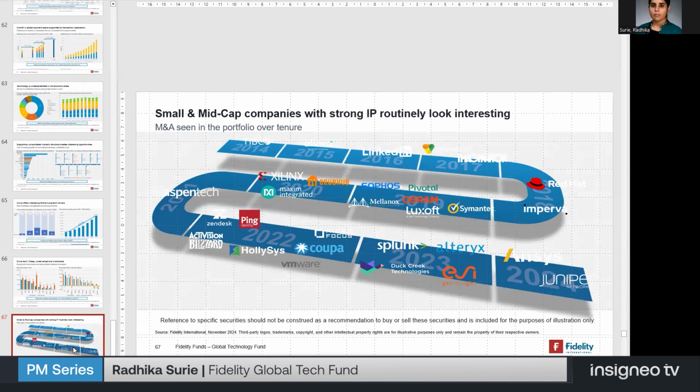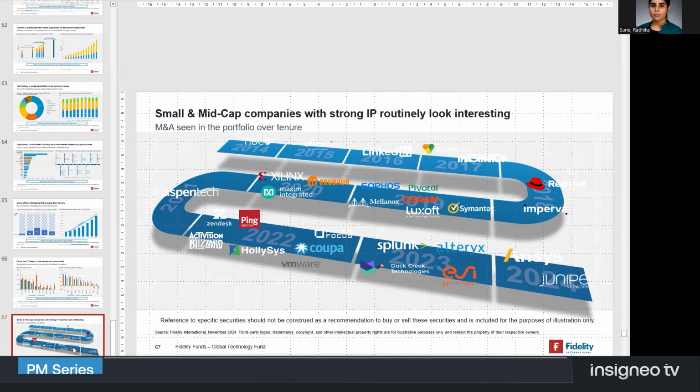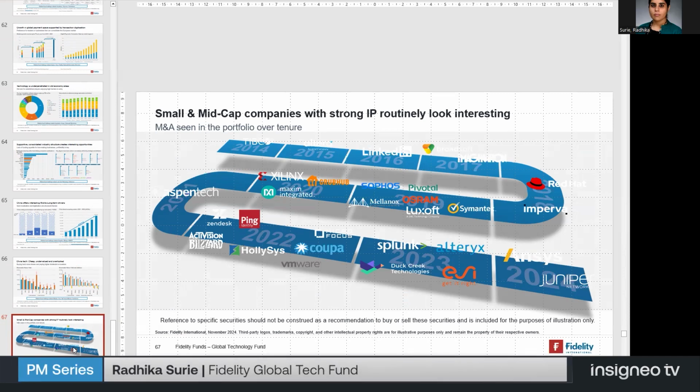So we've done a slide, and you can see this on the screen right now, where every year in this portfolio, you have a few names in the small mid cap space that get taken out. And that's because we're choosing businesses with good intellectual property, lower down the market cap spectrum, and that's what having a high number of holdings allows us to do.